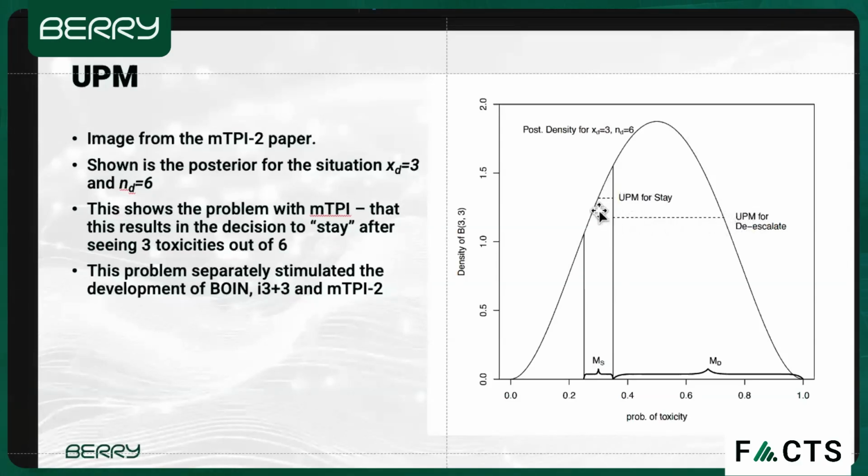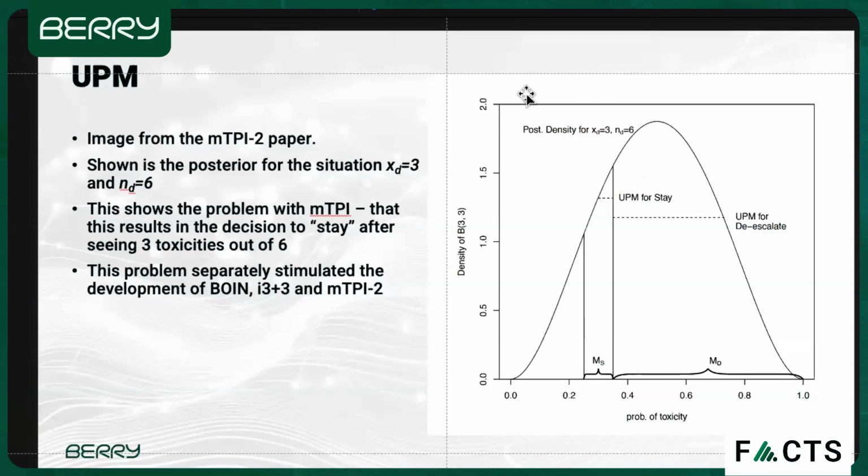And how the method works is that it takes these UPMs and says, well, we'll take the region with the highest UPM, the region being below the interval, within the interval, and above the interval, and whichever one of those has the highest UPM, we'll use that to base our decision on. If the highest UPM is above the interval, then we de-escalate. If the highest UPM is within the interval, then we stay on the current dose. If the highest UPM is below the interval, then we want to escalate.